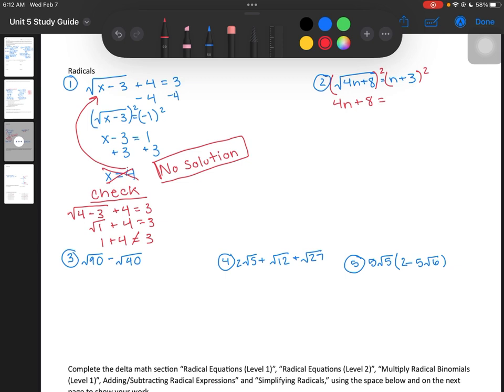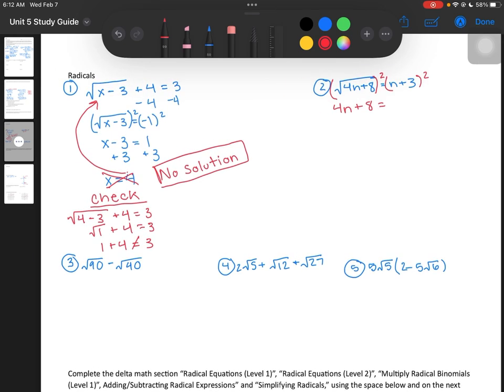And then on the right side, since I have n plus 3 times n plus 3, I know that to multiply that, I'm going to need to use a little box. So I'm going to come over to the side and create a box. So n plus 3 on one side, n plus 3 on the other.